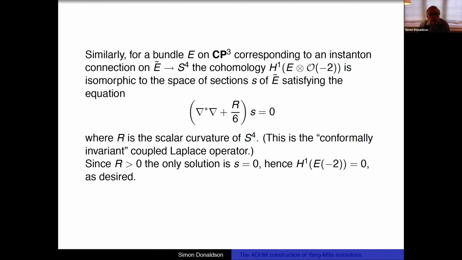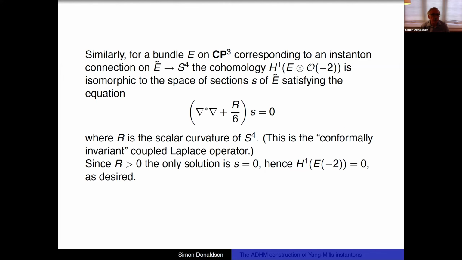And that variant comes about in two ways. One is that we're considering sections of a bundle, so we take the covariant Laplacian formed using the covariant derivative. And the other is we're working now on the four-sphere. So what appears is what's called the conformally invariant Laplacian, where we add on a multiple of the scalar curvature, R over 6, where R is the scalar curvature. This is something which, when we make a conformal transformation, goes over to the standard Laplacian on R4.